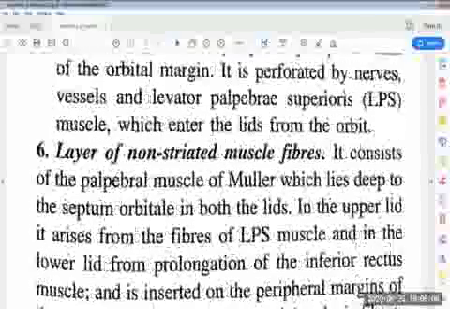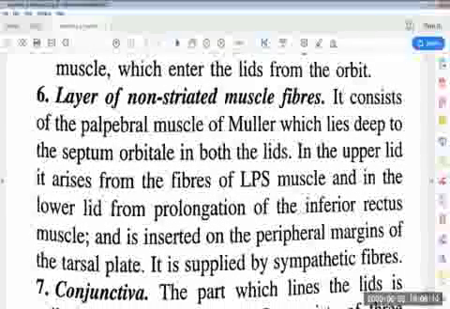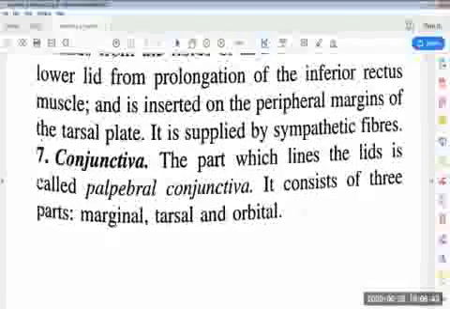Then comes the sixth layer, the layer of non-striated muscle fibers. It consists of the palpebral muscle of Mueller, which lies deep to the septum orbitale in both lids. In the upper lid, it arises from the fibers of the LPS muscle, and in the lower lid from a prolongation of the inferior rectus muscle, and is inserted on the peripheral margin of the tarsal plate, and it is supplied by sympathetic fibers. Then the last layer of the eyelid is the conjunctiva.